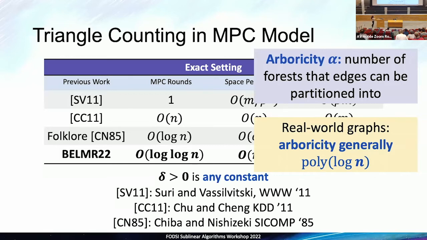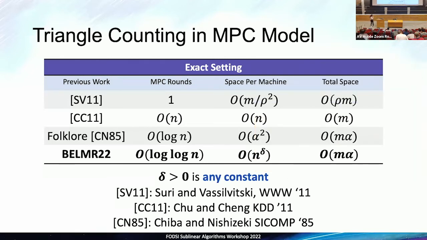So in this exact setting, the best exact algorithms for triangle counting are by Suri and Vassilvitskii, Chu and Cheng. So those two are the first two algorithms there. We also include this folklore algorithm, which we actually attribute to Chiba and Nishizeki, just because for the centralized algorithm by Chiba and Nishizeki, we just took the most straightforward conversion into MPC. So we just named this a folklore algorithm.